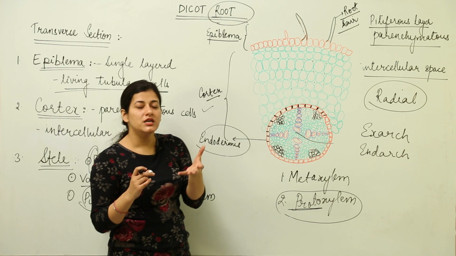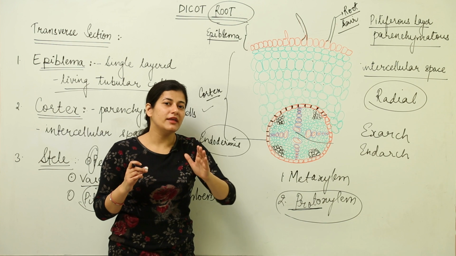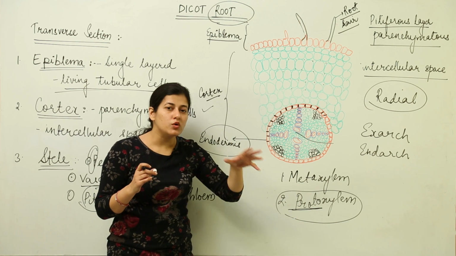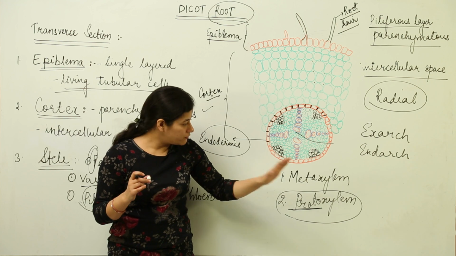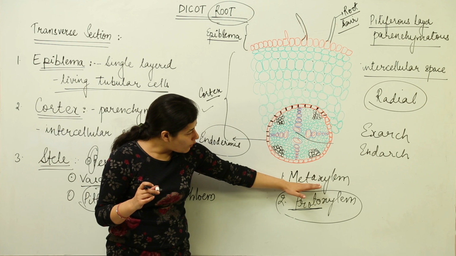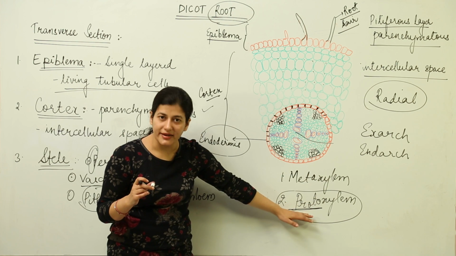Supposedly you have a plant that is 3 years old. The xylem that would be formed in the first year of its growth would be protoxylem, and whatever xylem is formed now would be metaxylem. I hope I am clear with it. So we have two types of xylems: one is protoxylem, other is metaxylem.